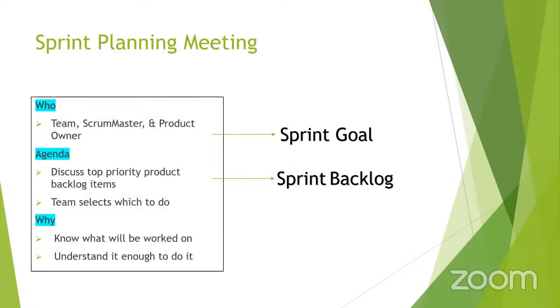First, when we go to the sprint planning, we are going to see who is going to attend the meeting, what is the agenda, and why we have to do this meeting. So in the sprint planning meeting, ideally we should have the Scrum Master, team, and the product owner. What we will be doing is discussing the top priority product backlog items, and the team will select what to do. And we will know what is being worked on, and we will understand why it is being done. In this meeting only, we will be deciding the sprint goal and the sprint backlog.